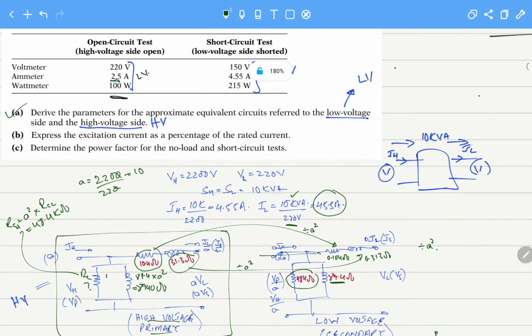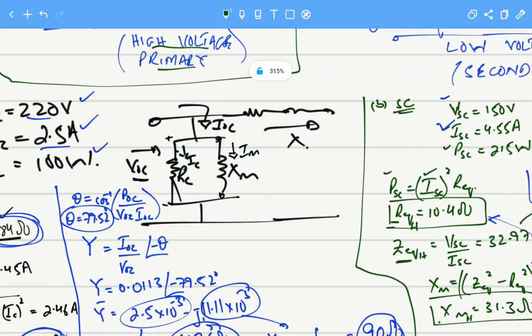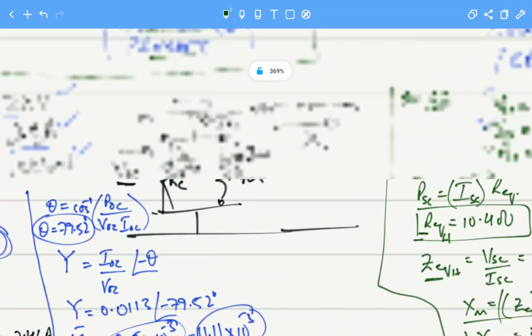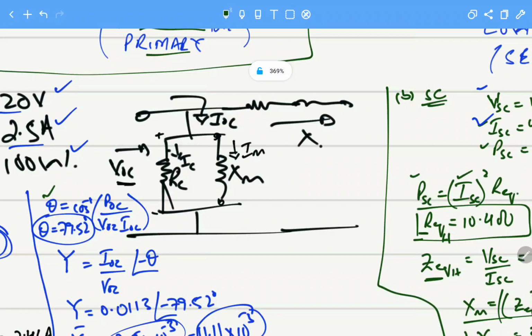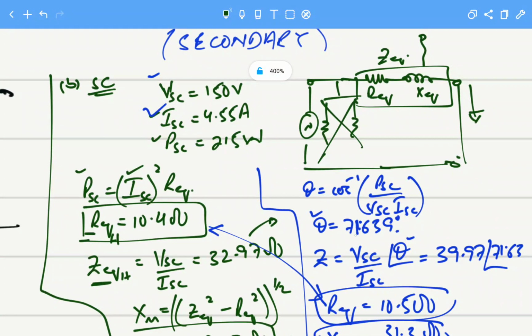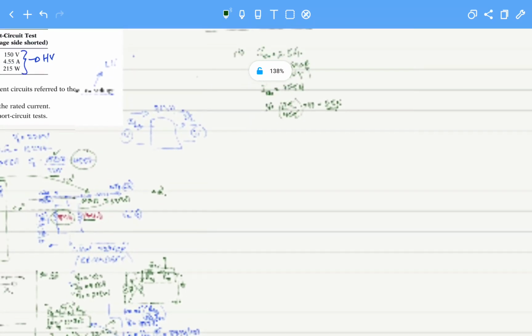So the last part is to determine the power factor for the no load and short circuit tests. You have almost already calculated the power factors for the no load test. Look, if you were using this method, theta is equal to this, and cos of theta of this value is actually the power factor for the open circuit test, and here you calculated theta, and cos of this theta is actually the power factor for the short circuit test. But if you want to write it again, you can do it.